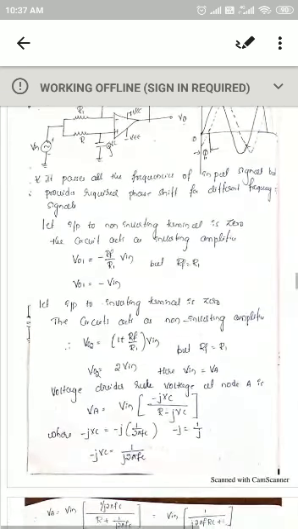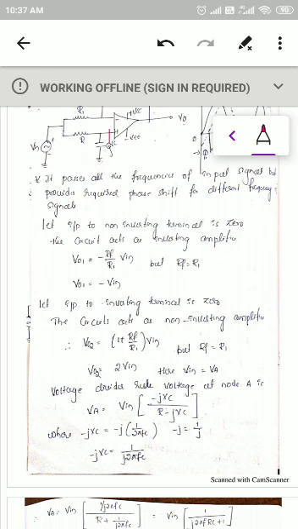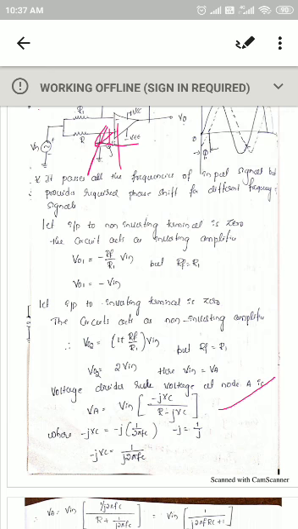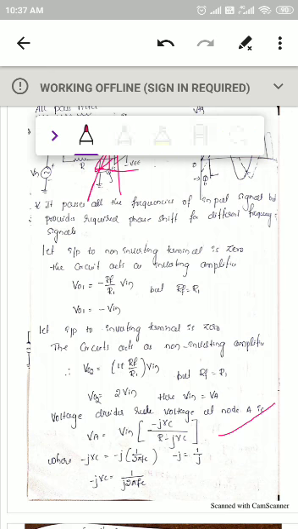According to the voltage divider principle, which I have explained many times already, you have to calculate the voltage at this particular point. Using the potential divider at node A, you have to find the voltage at that point. Using the voltage divider rule, it is Vin into minus jXc divided by R minus jXc. This is already covered in the first derivation of the filter. Both will be the same here.